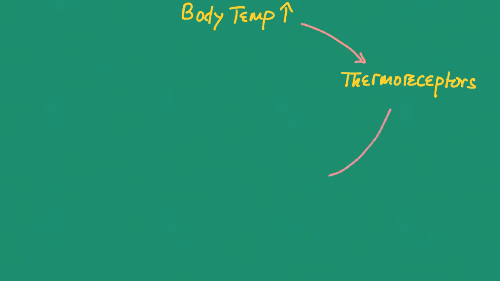Let's take a look at how homeostasis works. When the body temperature goes above the set point, it is picked up by thermoreceptors in the skin and elsewhere in the body, and it is sent to the thermostat in the brain, which is the hypothalamus. The hypothalamus sets the temperature at 37 degrees Celsius.